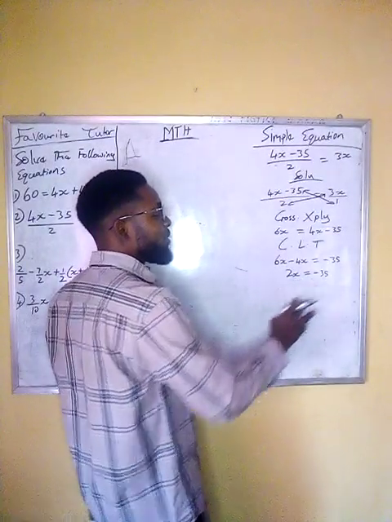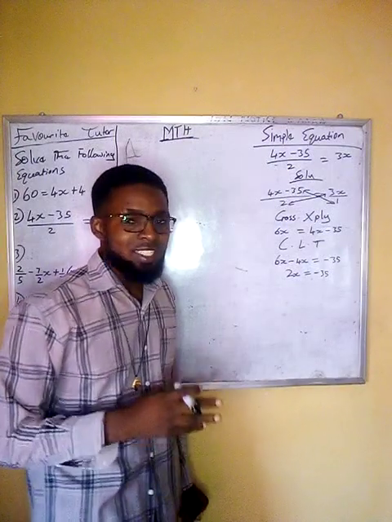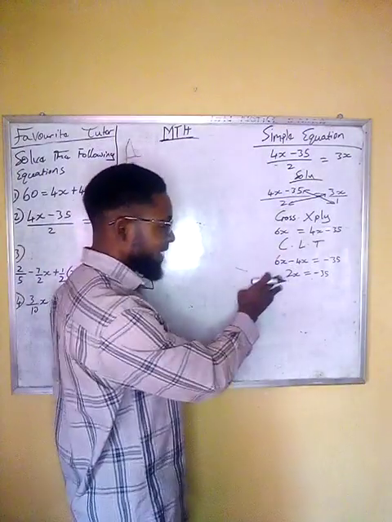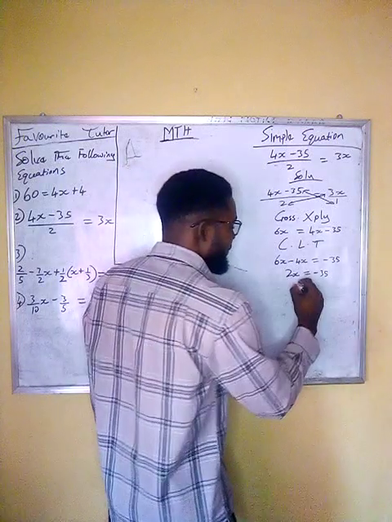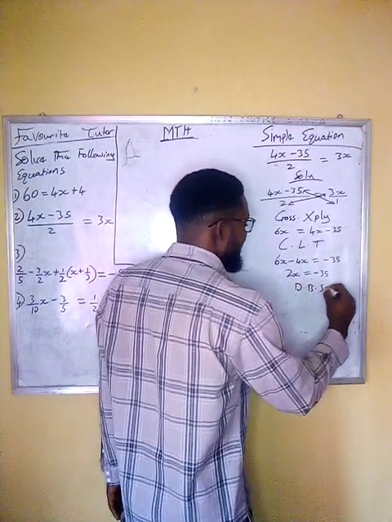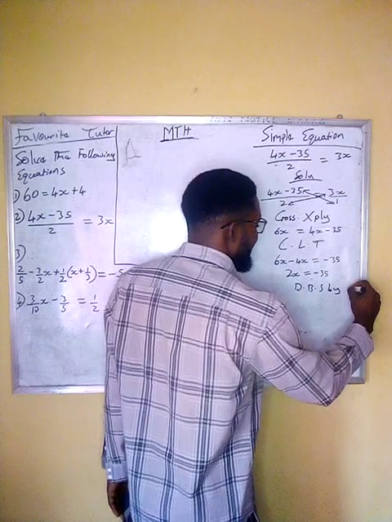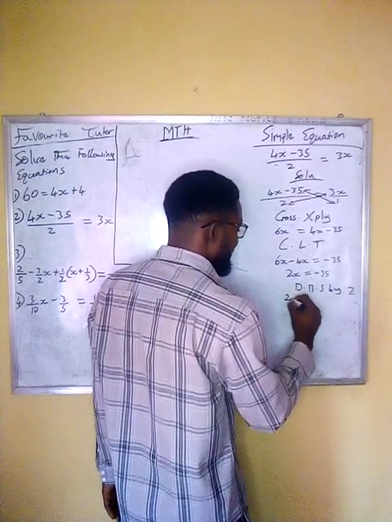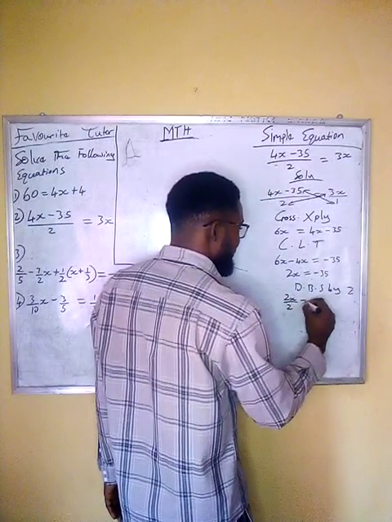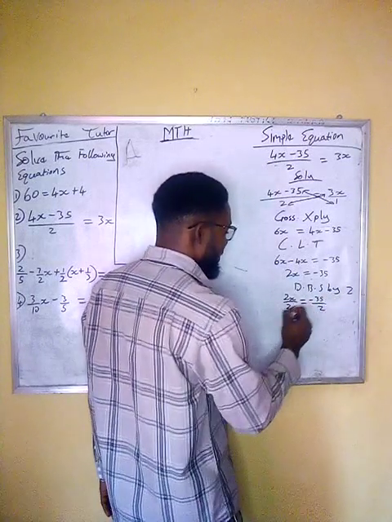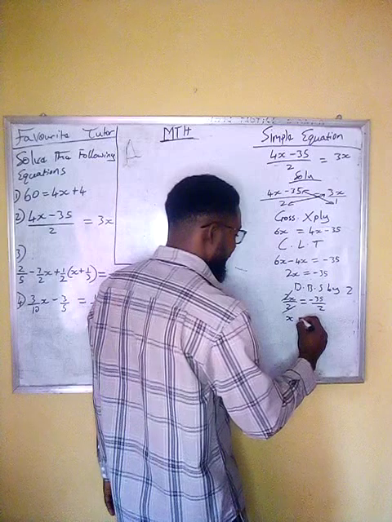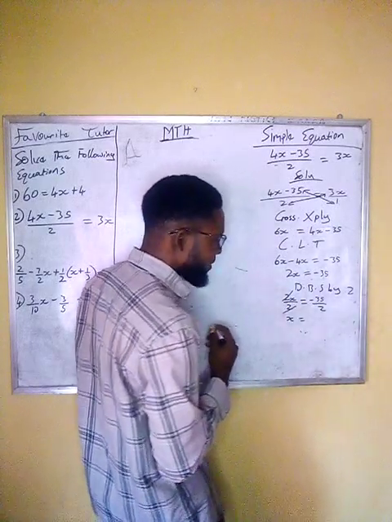We'll now divide both sides by the coefficient of x. What is the coefficient of x right here? The coefficient of x right here is 2. Divide both sides by 2. So therefore this is 2x divided by 2 equals minus 35 divided by 2. So cancel out 2. This is x equals what?